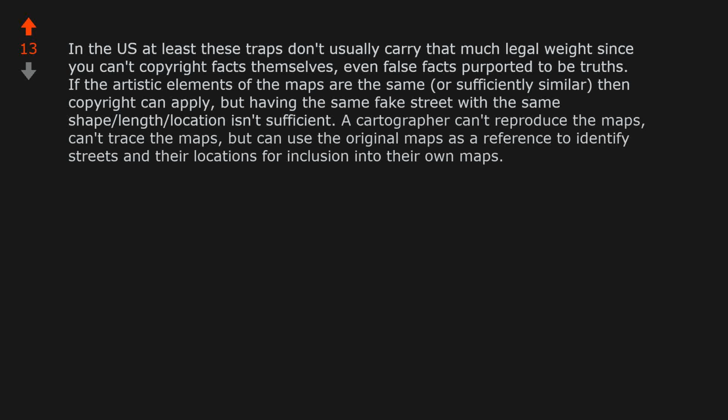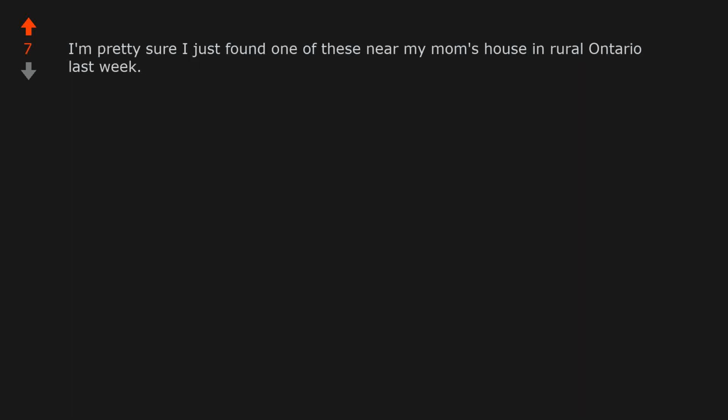A cartographer can't reproduce the maps, can't trace the maps, but can use the original maps as a reference to identify streets and their locations for inclusion into their own maps. I'm pretty sure I just found one of these near my mom's house in rural Ontario last week.